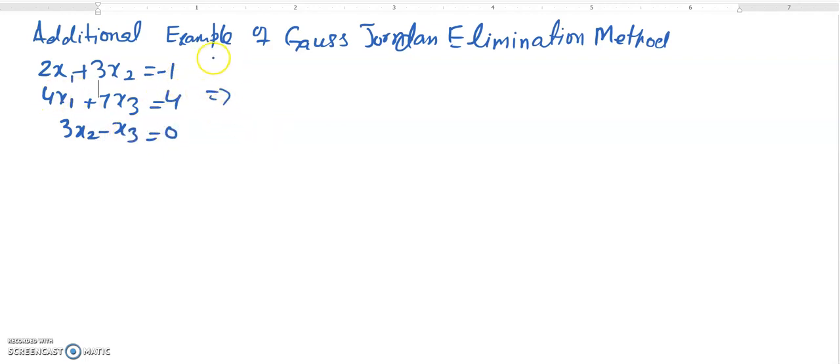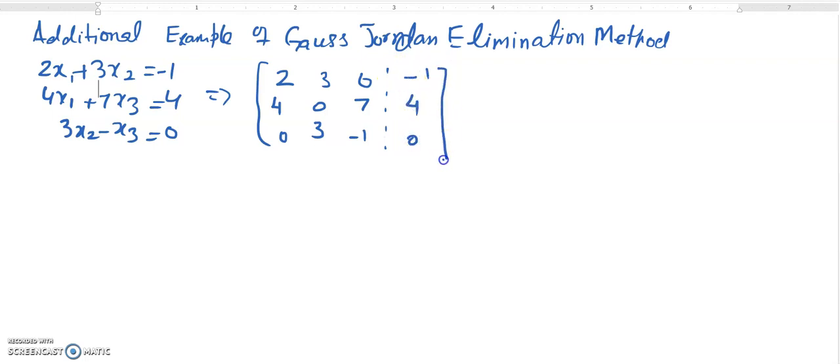So let's write its augmented matrix, because now there are three variables. The first row is 2, 3, 0. Then you have 4, no x2 over here, so 4, 0, 7. And for the last row, because there is no x1, it will be 0, 3, -1. Its right hand side terms are -1, 4, and 0. So this is the augmented matrix.